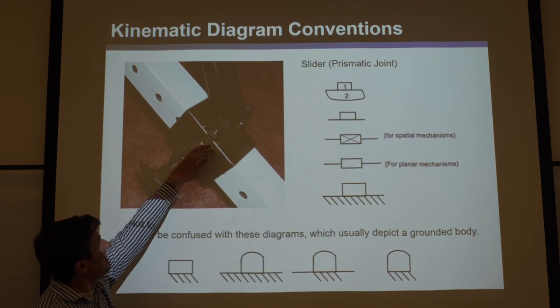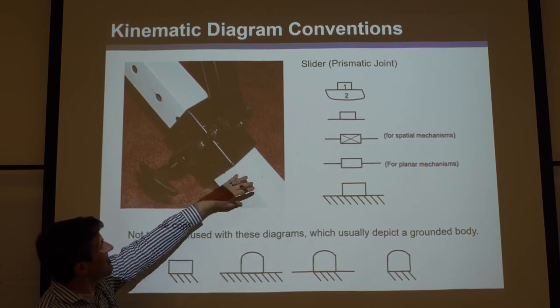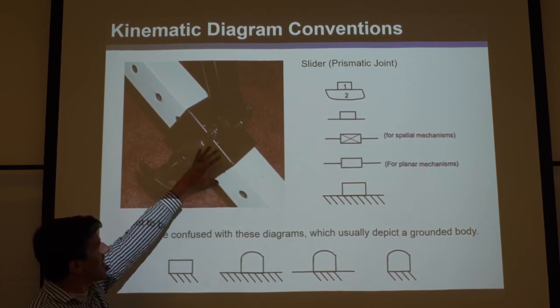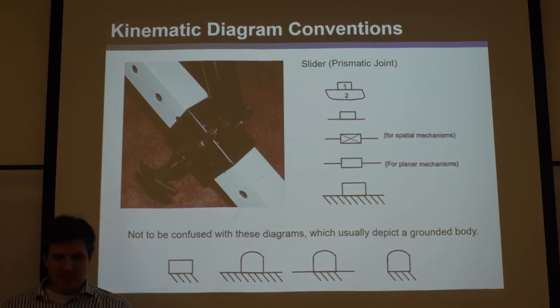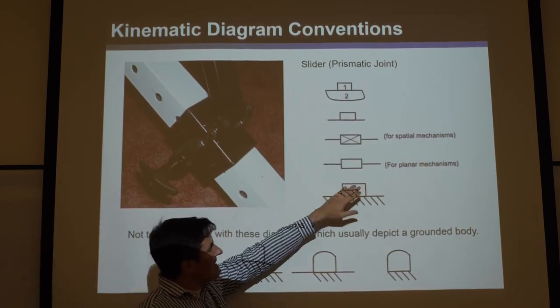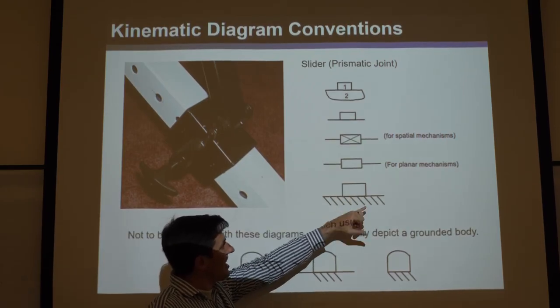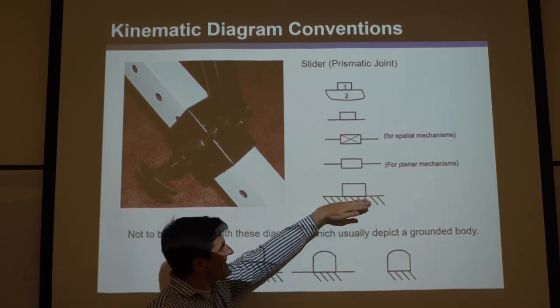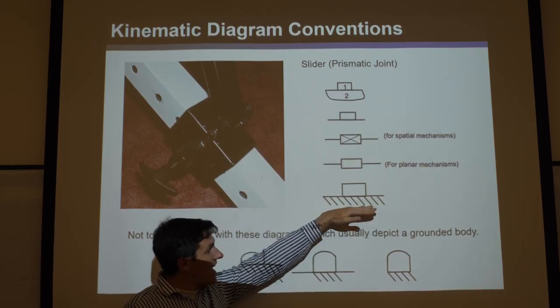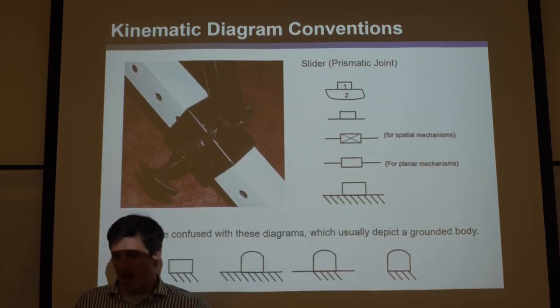You can see here, this is a link that slides on the white link. The black one slides on the white one. This is a gym machine, a slider prism joint here. You can kind of see where this came from. And then another thing, if you have a box on a line with hatches there, that means this bottom link is ground, but the box can slide on top of it.